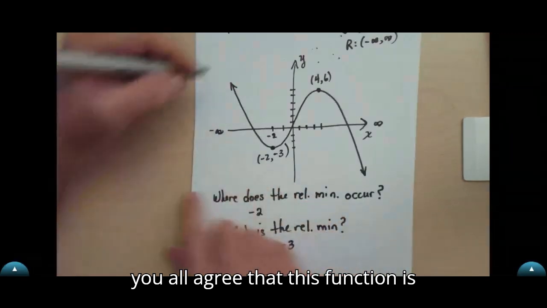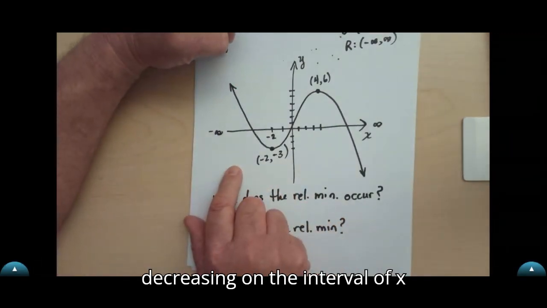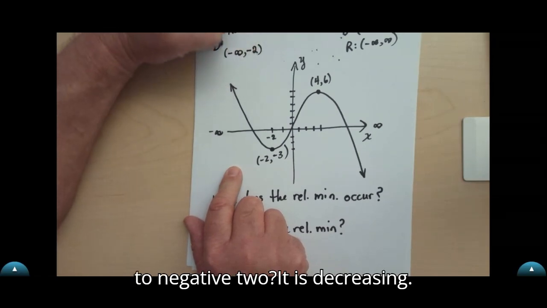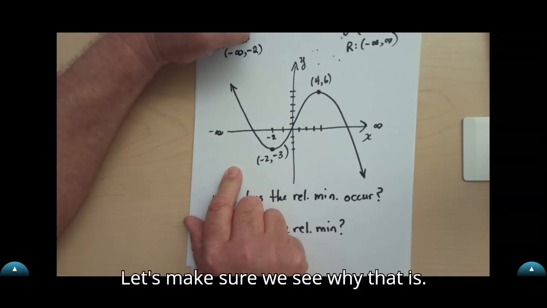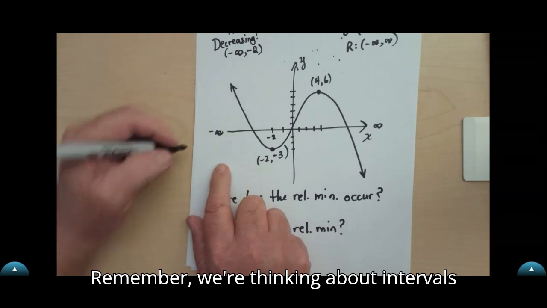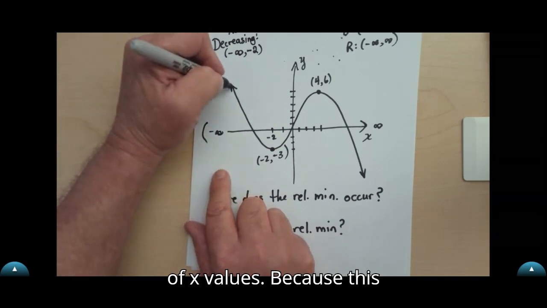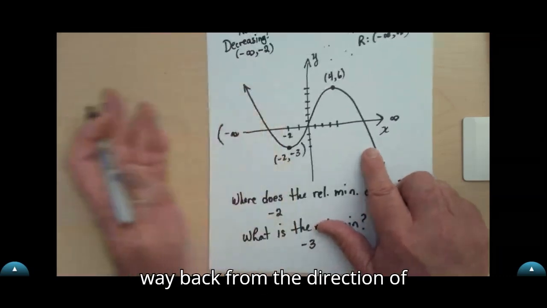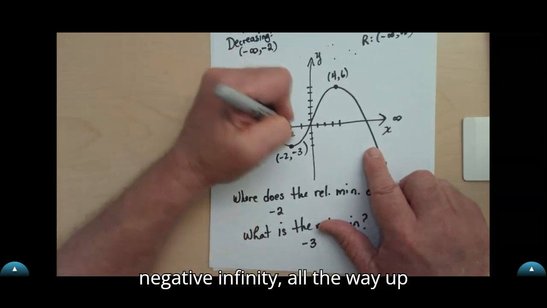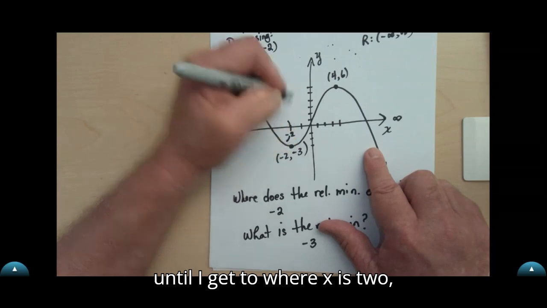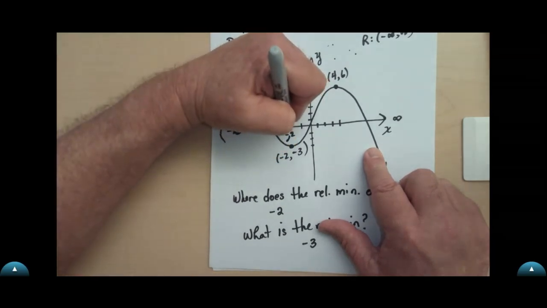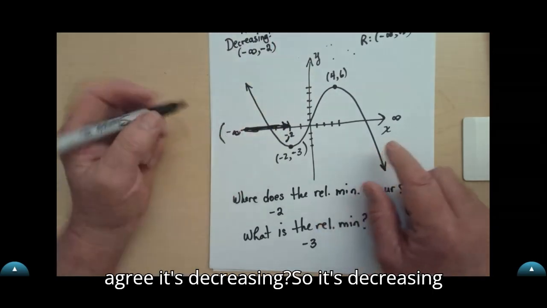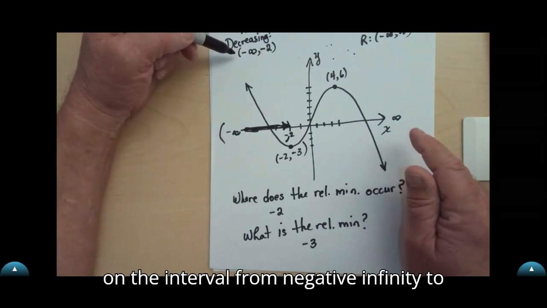Do y'all agree that this function is decreasing on the interval of x values from -infinity up to -2? It is decreasing. Let's make sure we see why that is. Remember, we're thinking about intervals of x values. Because this arrow says that this thing is falling from left to right forever, all the way back from the direction of -infinity, all the way up until I get to where x is -2, all along there, it's falling. Do y'all agree? It's decreasing. So it's decreasing on the interval from -infinity to -2.